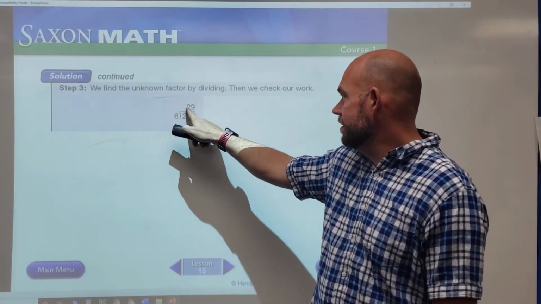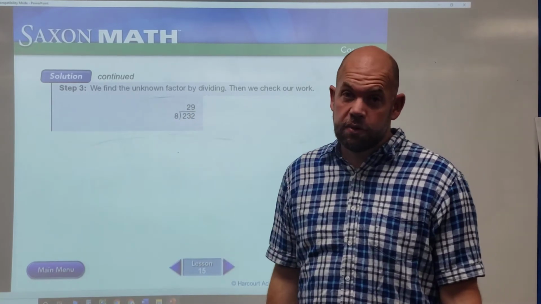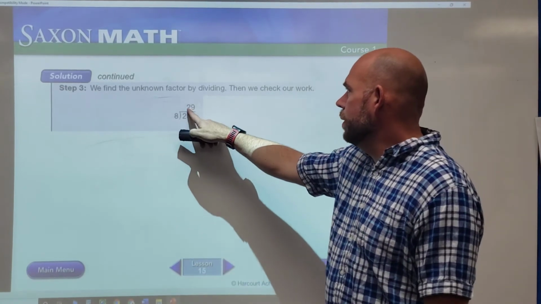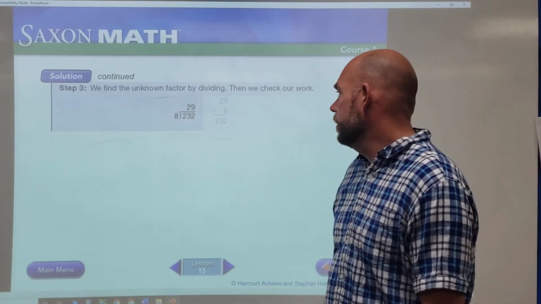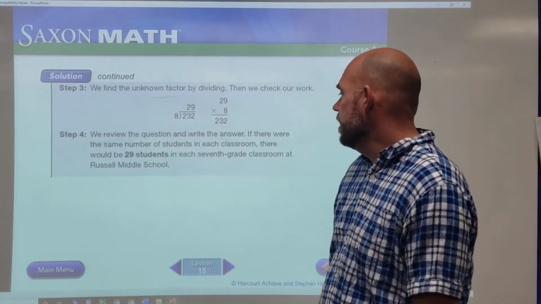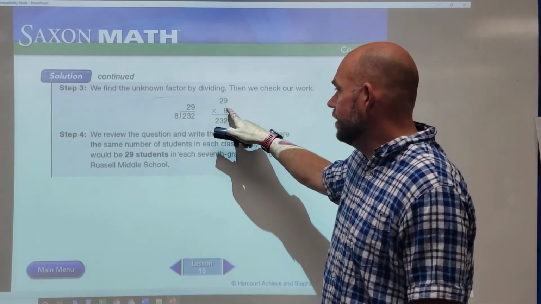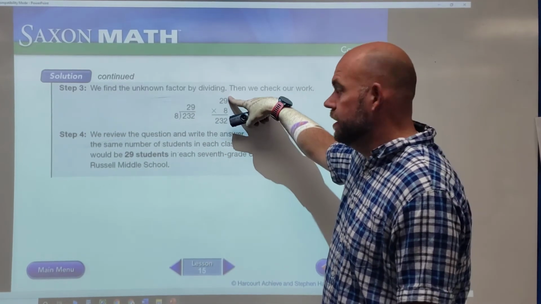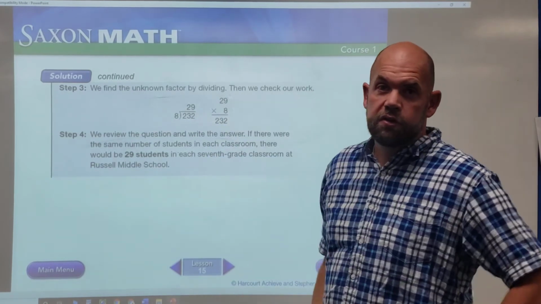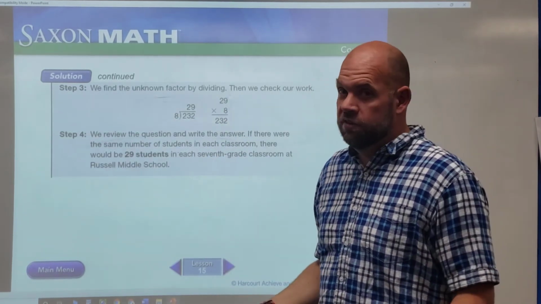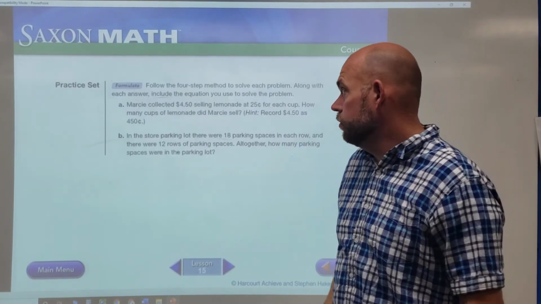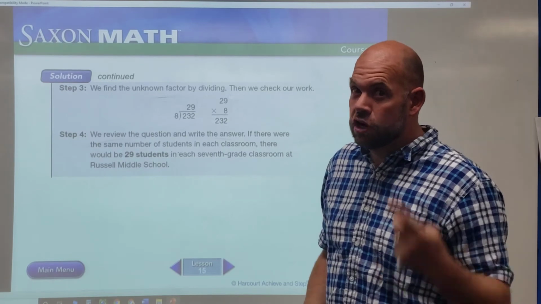232 divided by 8 gives us 29. No remainder on this one. Sometimes there will be, not in this lesson, but in future lessons. And so 29 what? 29 students. So we need to make sure that we write students as well and label that. We can check our work by doing 29 times 8. If there's 29 students in each classroom and 8 classrooms, we can multiply those, and if we get 232, our work checks out and we're successful and we can pat ourselves on the back and we're heroes. So if you want to be a hero, check your work.